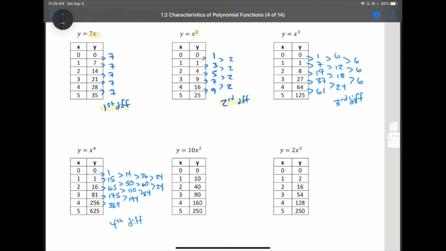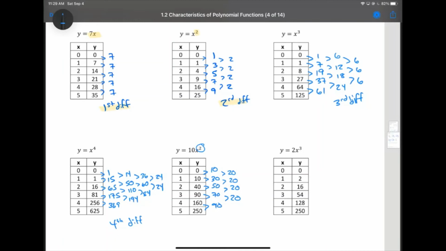Okay, and from here on in, if you want to pause and try these on your own, you are more than welcome to. But if you fill them out, your numbers are going to be 10, 30, 50, 70, 90. And as predicted, since this is a degree 2 polynomial, these are going to be constant at 20, 20, 20, 20.